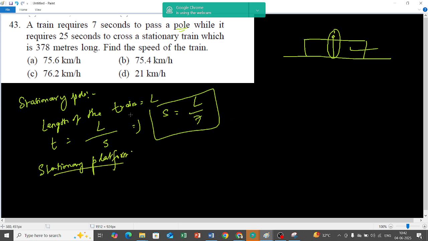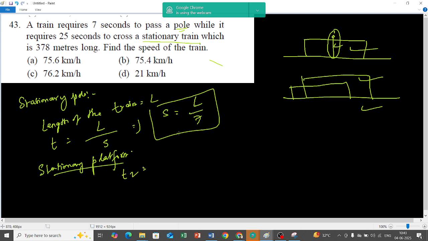Stationary platform. Now when it comes to a stationary platform, see, here is the train and here is a platform. Remember, a platform is a lengthy object. A platform is not a zero length object just like a pole, it is a lengthy object. So when a train is crossing a lengthy object like a platform, here we have a stationary train as the lengthy object. There is another train standing over here, and this train is crossing the other train. At that time, the distance covered by the train is equal to the length of the train and the length of the stationary train, both of them.